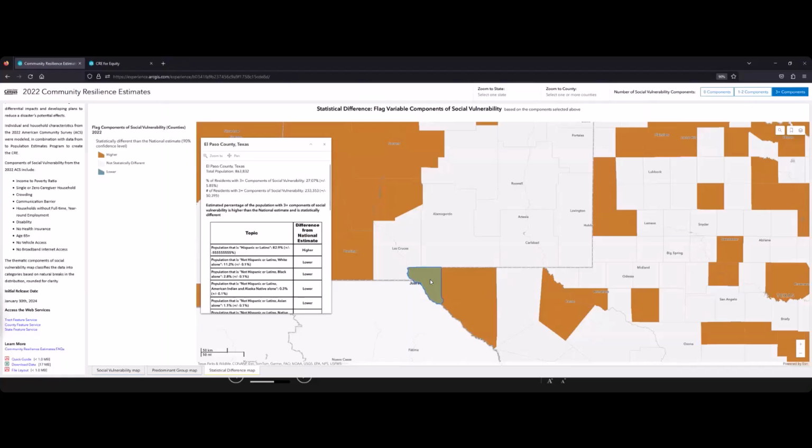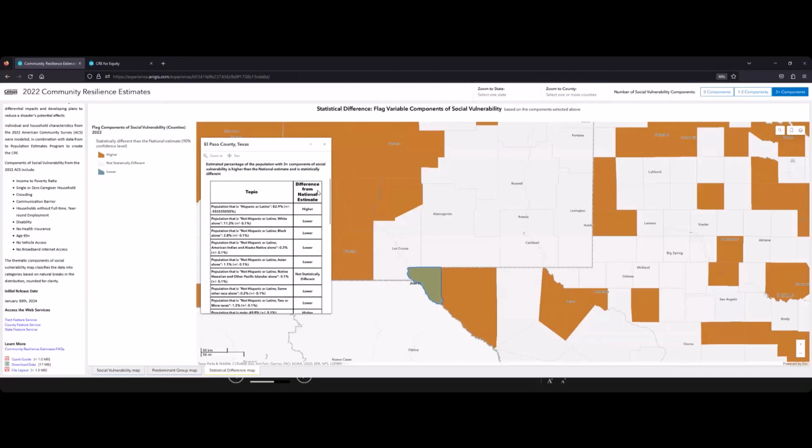Okay, here we go. So once again, El Paso County, obviously the same estimated total population. Notice here the estimated percentage of the population with 3 or more components of social vulnerability is higher than the national estimate, and it is statistically different. Something important is that this pop-up window also provides more context to this population that can be useful when compared to the different components of social vulnerability.